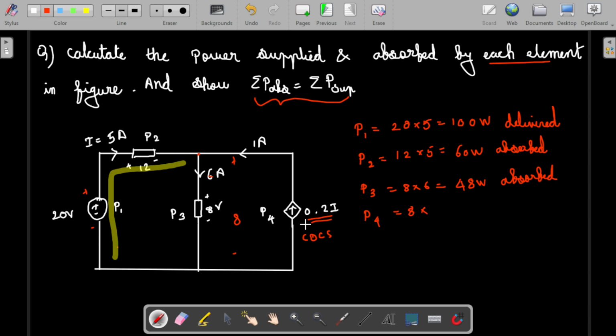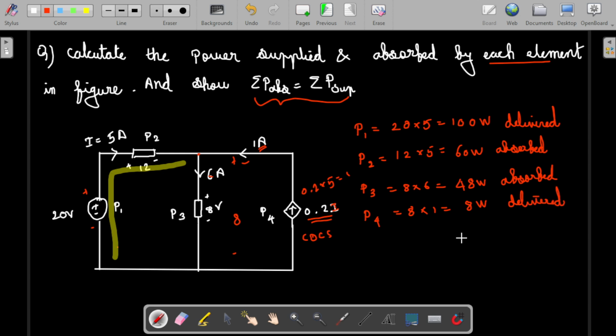So 8 into the current flowing here. Here they have given I, that is 5. So if we multiply 0.2 into 5, this will be equal to 1. They have given this directly, so this is 1 ohm. If we multiply this, it will be 8 watts. If we look at it, the current is leaving the positive terminal, which means the power is delivered.